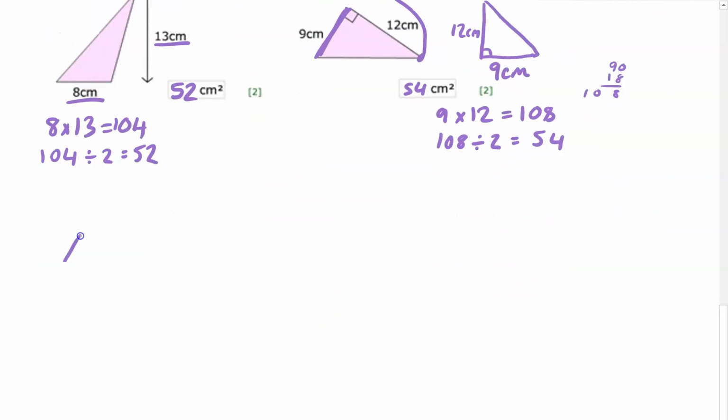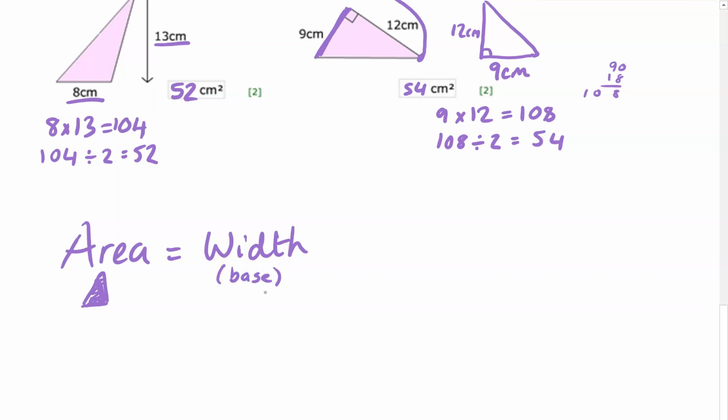So, area for a triangle is width, otherwise known as base. We'll put that there. It doesn't really matter what you call it, but technically on a triangle it's called a base. So width times height, then divide by 2.